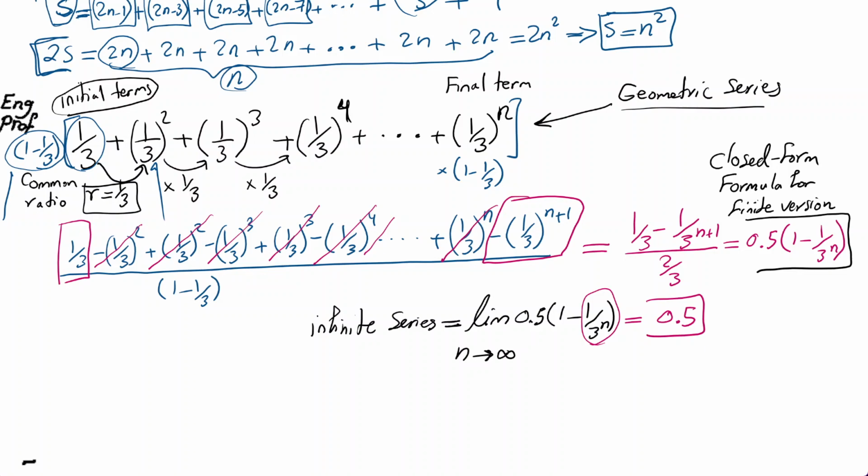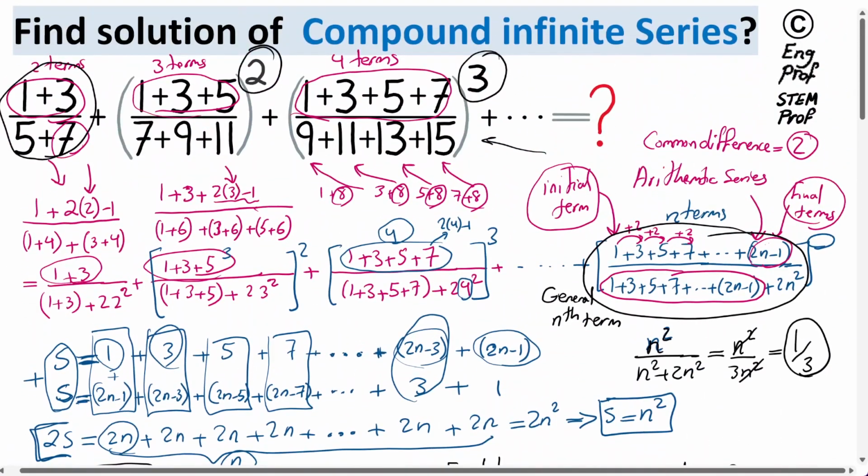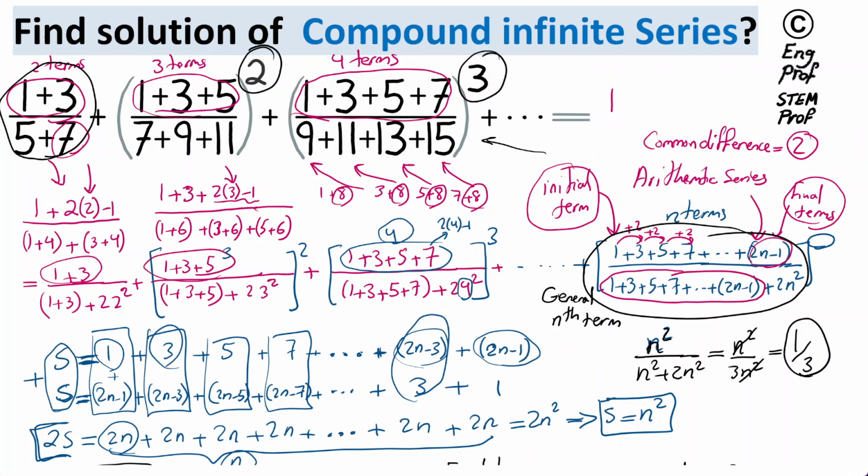So with this analysis, we ended up answering the question that the answer is simply 1 over 2 or 0.5 for this infinite series, which turned out to be a compound arithmetic series and geometric series, or a geometric series that has a nested arithmetic series, and that's why we are referring to it as a compound infinite series.